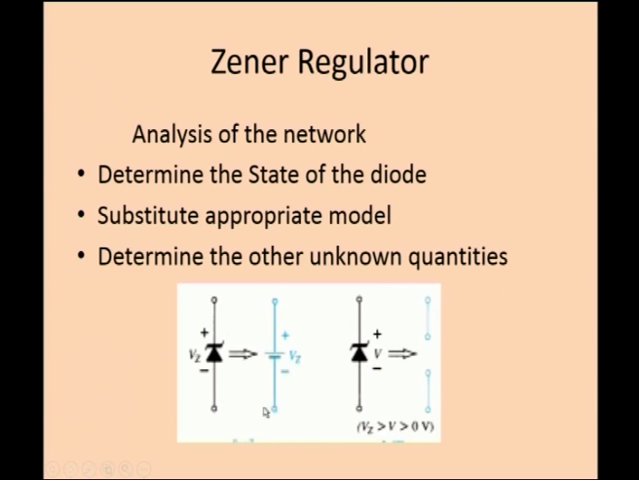On state, in the sense, the voltage across these two terminals must be greater than VZ. Off state represents the voltage across these two terminals is in between 0 to VZ. VZ is the Zener voltage. And after substituting the appropriate model, determine the other unknown quantities in the network.